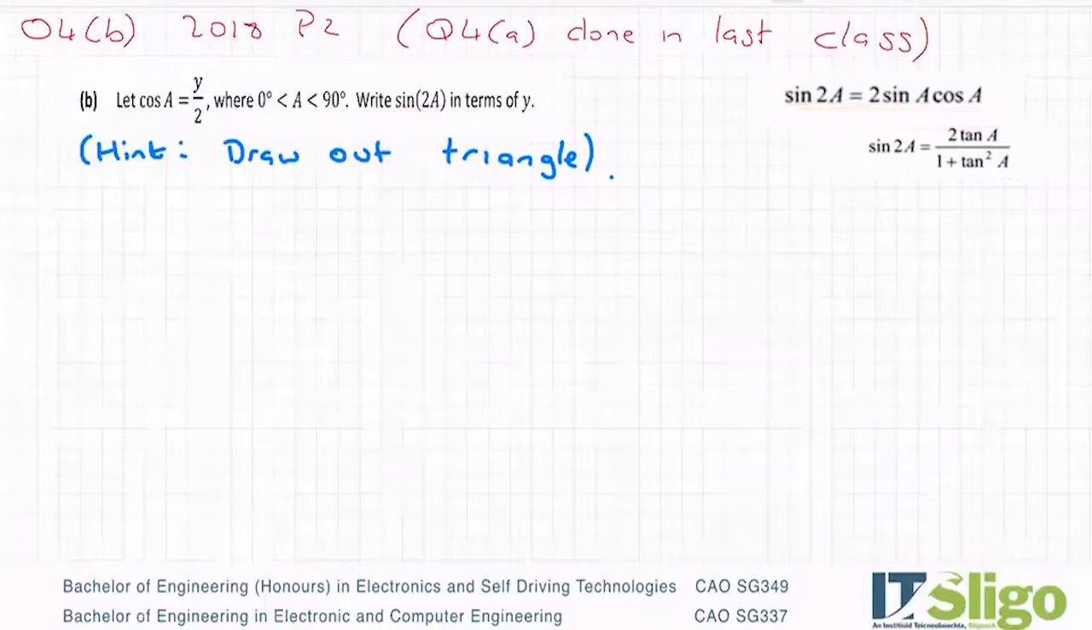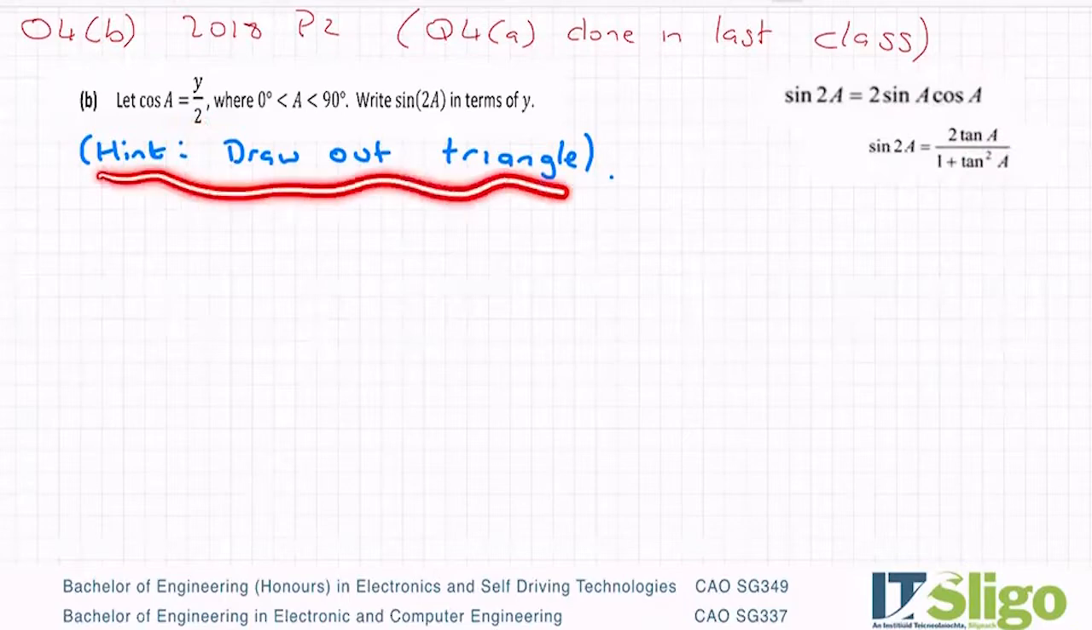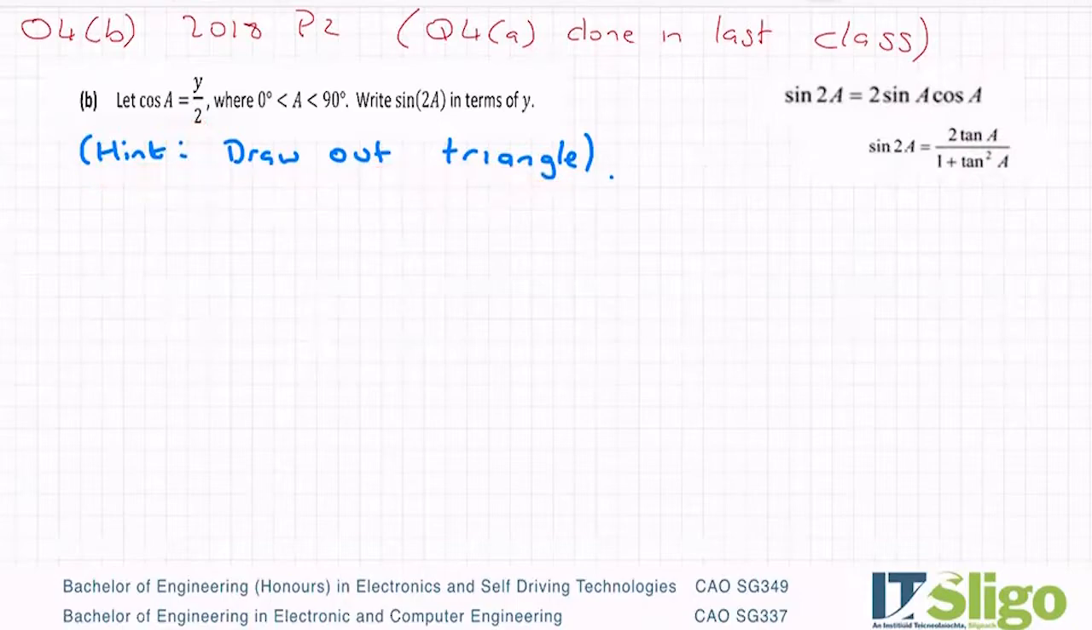If I use this one, I need to find an expression for sine A. I already have an expression for cos A, so I'm good. If I use this one, I need to find an expression for tan A, and then that's tan A all to be squared. So how do I find an expression for sine A? Well, I have a little hint here as in to draw out a triangle. So let me do that.